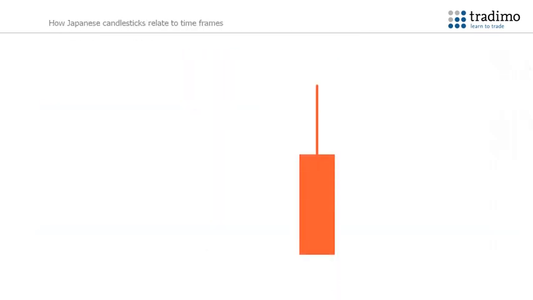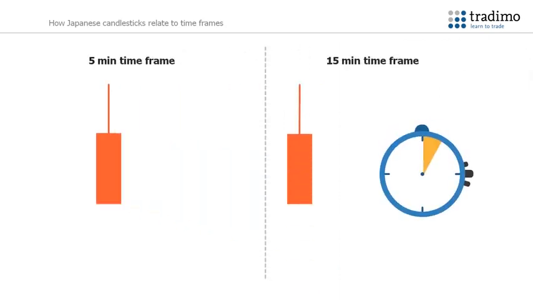Every candlestick has a certain period in which they form. This means that, for example, a 5-minute candlestick shows you the price change during a 5-minute period. When 5 minutes are over, a new candle starts to form. A 15-minute candle shows the price action during a 15-minute period. So after 10 minutes you would have 2 5-minute candles, but just one 15-minute candle.